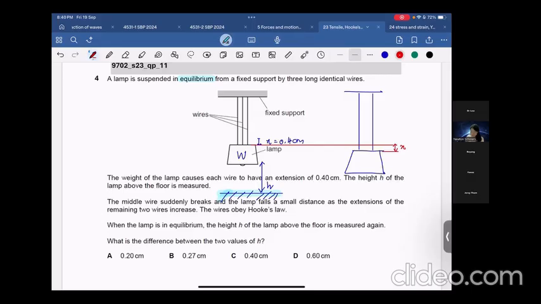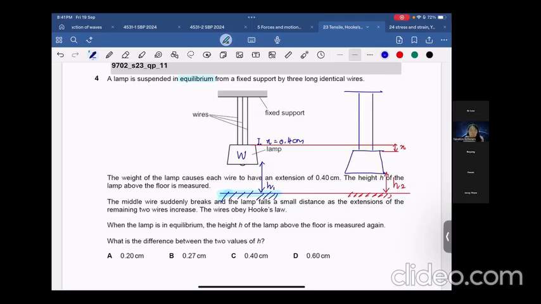When the length is in equilibrium, that means they didn't break, they still support. The H is measured again. This is the H, so just now the H, and now this is the new H, H2. Just now the one I labeled H1. They are asking you what is the difference between these two H, H1 and H2, what is the difference?